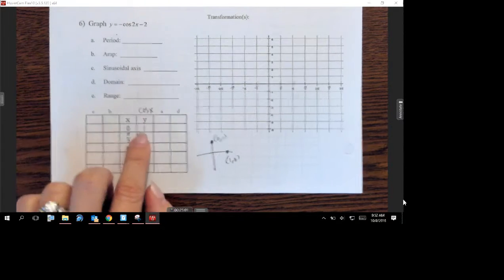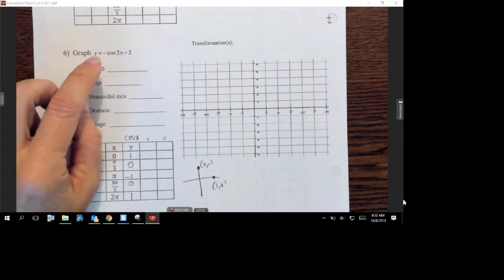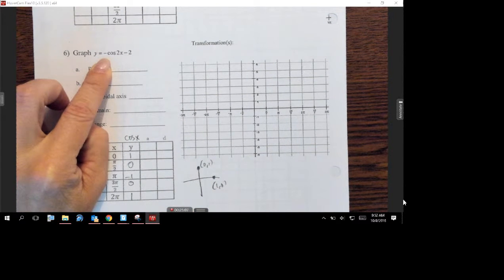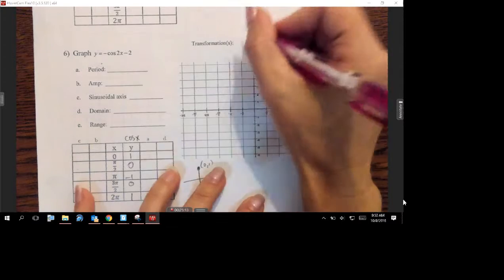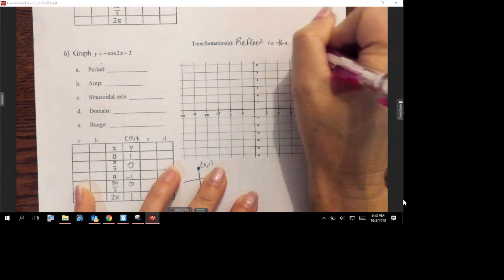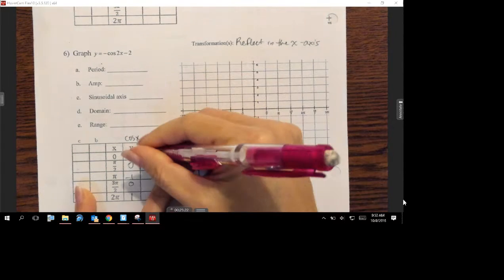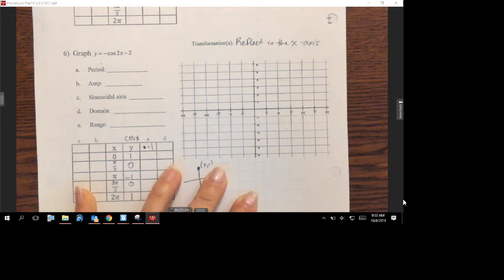So now I've got my parent function values. Now I'm going to write my transformations. What does this negative out front tell me? Reflect in the x-axis. Perfect. Reflect in the x-axis. That is a vertical. So we'll down here be multiplying by -1. I'll get there in a moment.